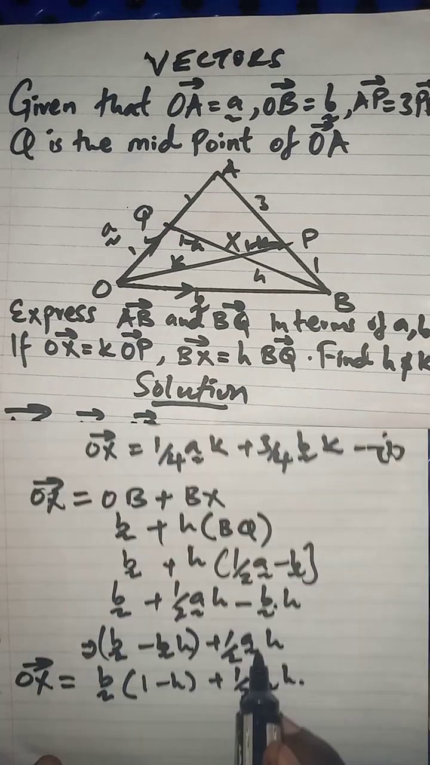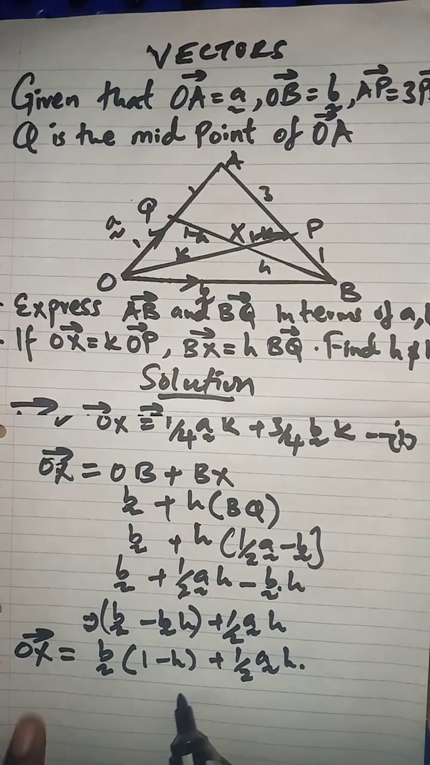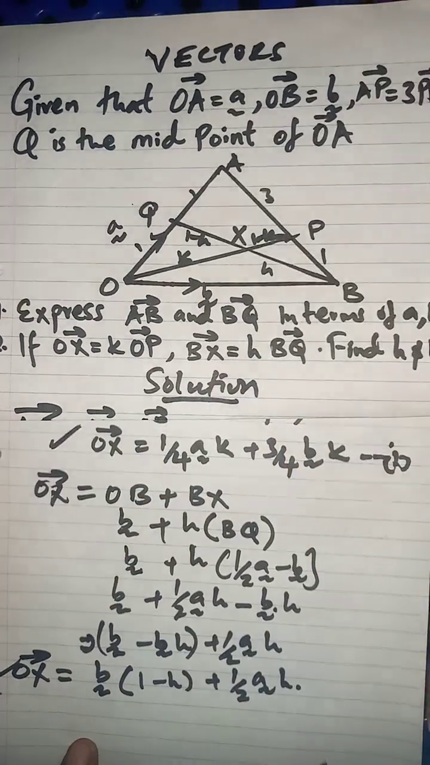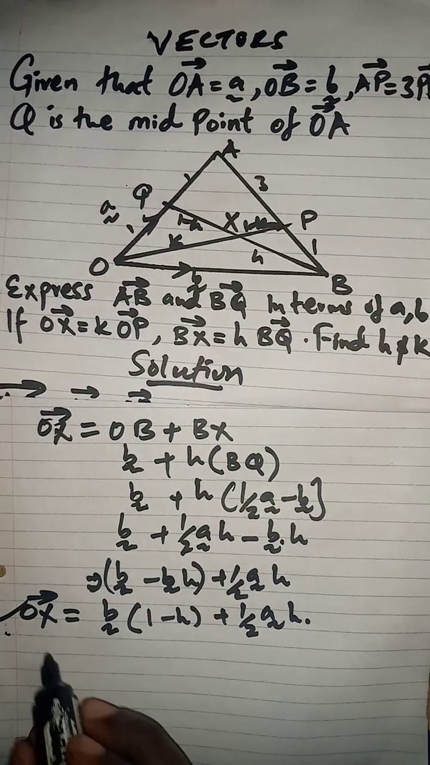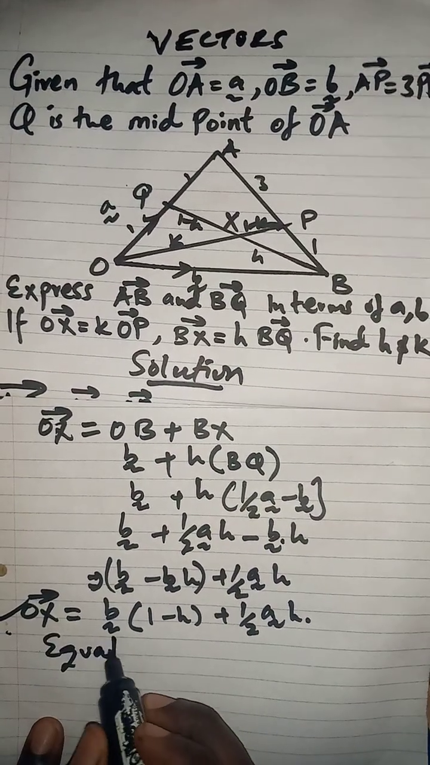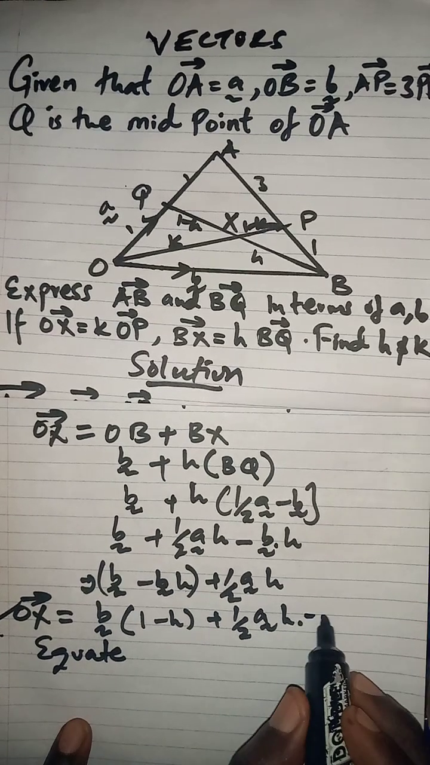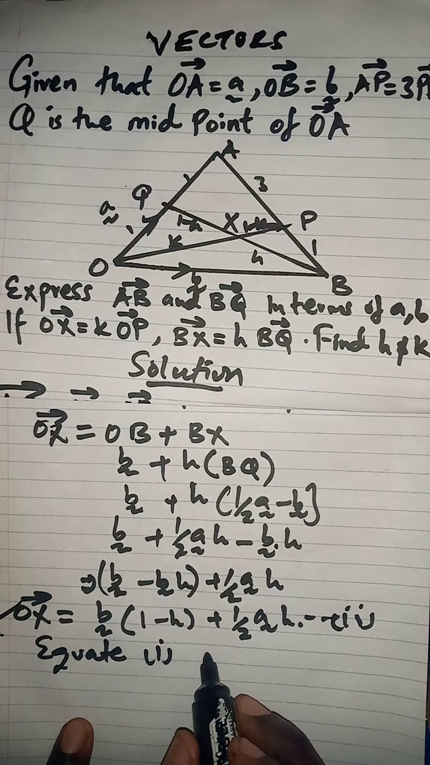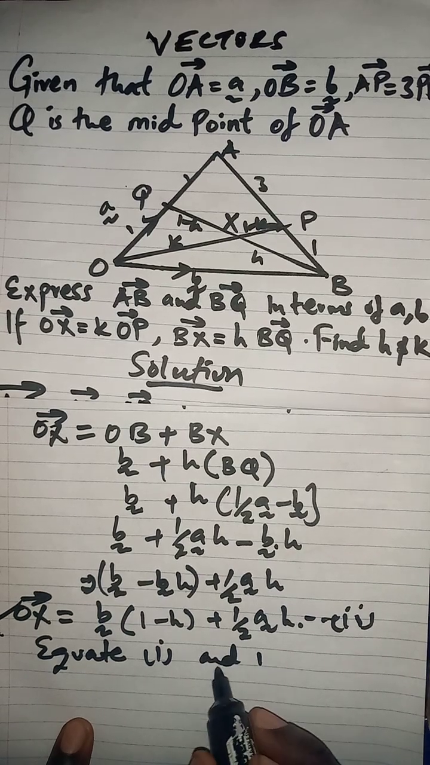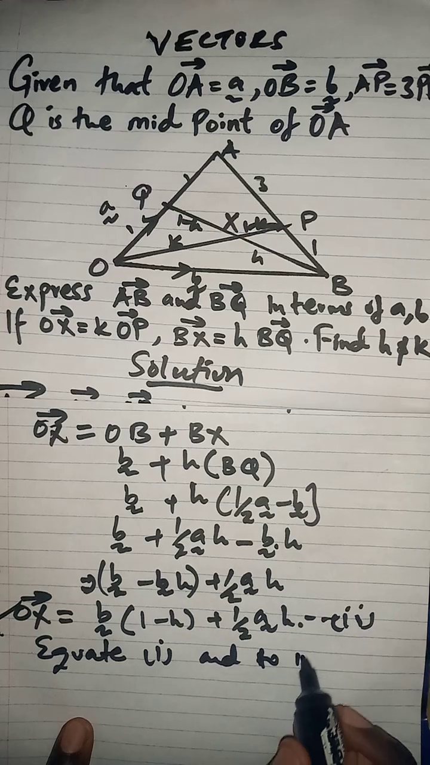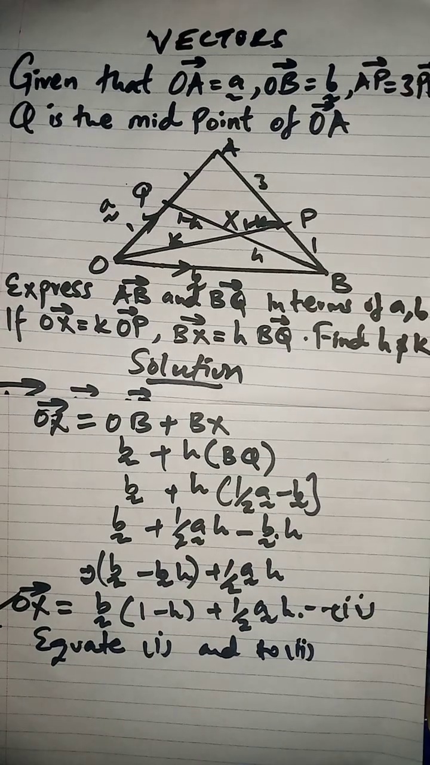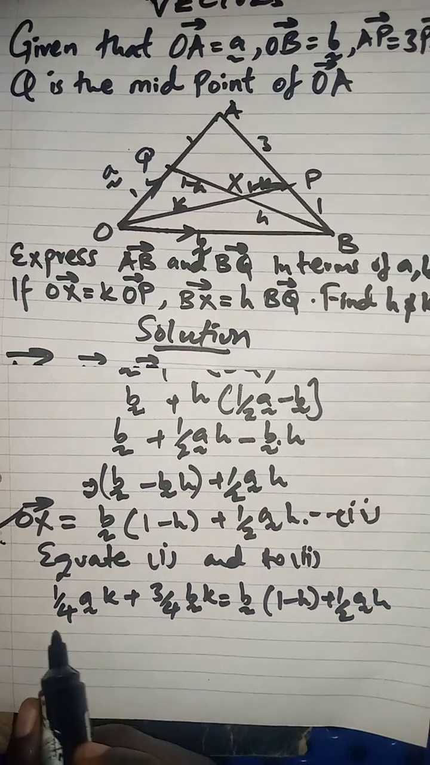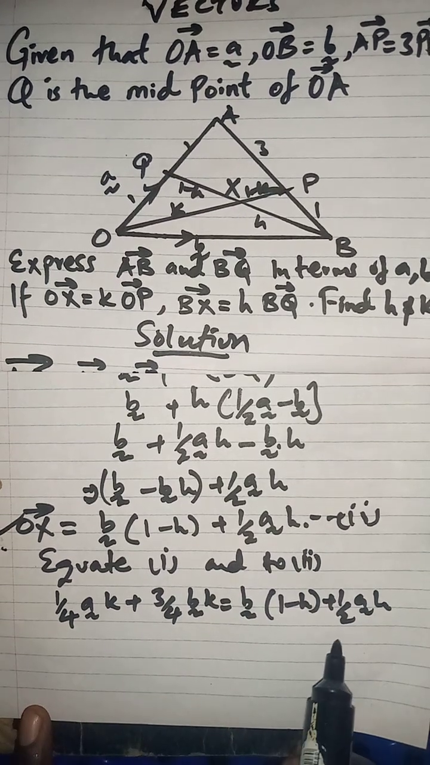So I have the two of it. The first one is here and the second one is here. So at this stage, I'm going to just equate the two equations. I'm going to call this equation 2. So I'm going to equate 1 to 2. You're able to see that I've just equated the first equation and the second equation.